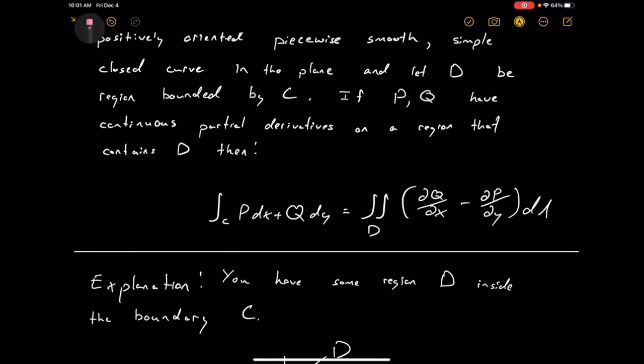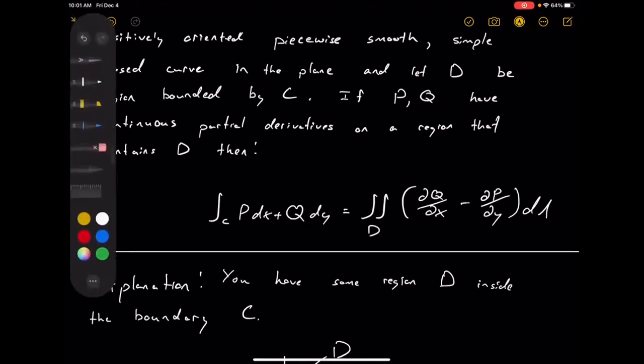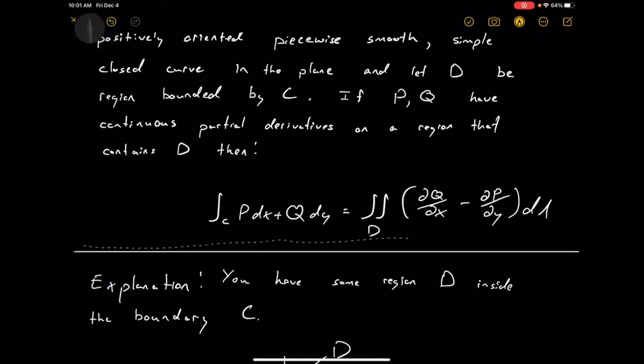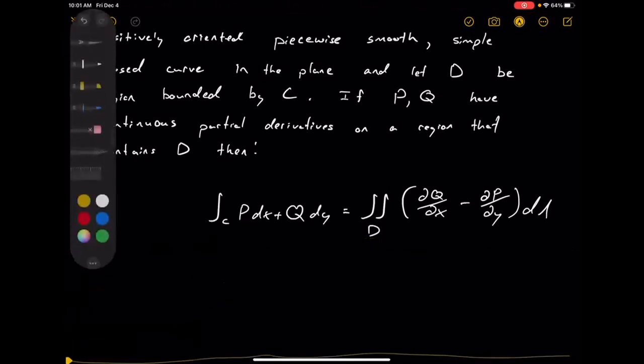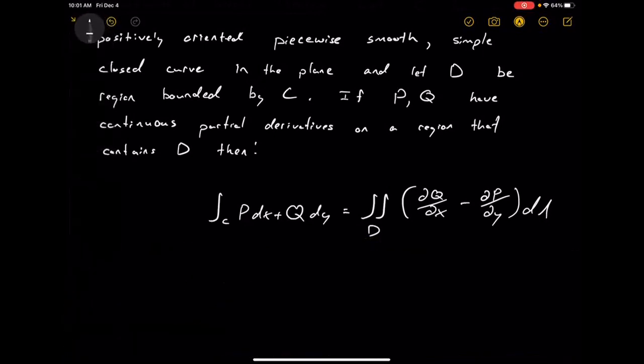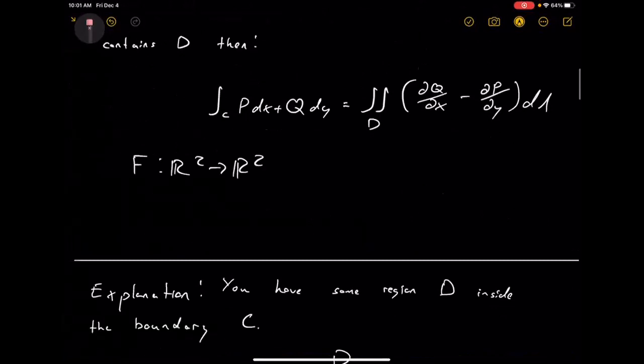Now for those of you who have forgotten what P and Q are, remember we talked about vector fields, right? Stuff like this, F, R2 to R2. So it takes a vector in R2 and maps it to a vector in R2. So the output, we could write F like this.